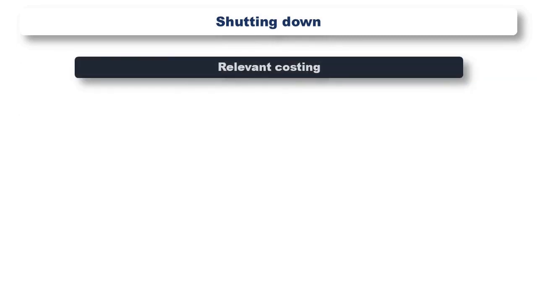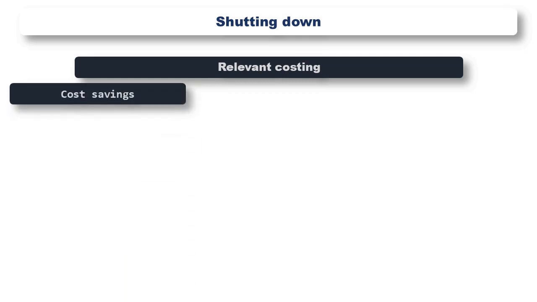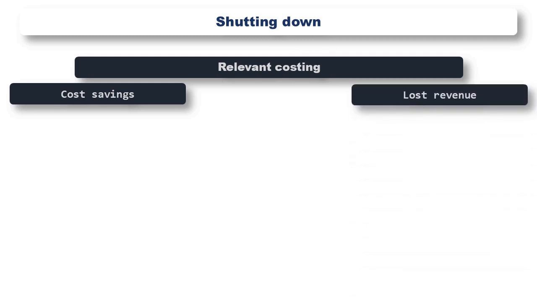We are going to use relevant costing again here to determine whether the closure of a loss-making part of our business has a positive financial impact on the business as a whole, or if it makes more sense from the perspective of the whole business to keep the product line or department running. What this means is that we need to look at the cost savings associated with the closure, but we also need to look at the lost revenue resulting from that closure.